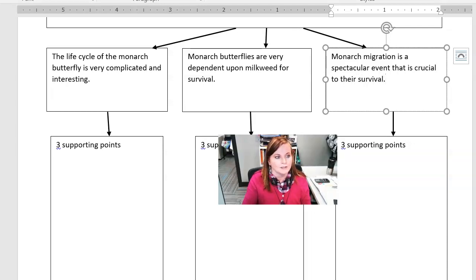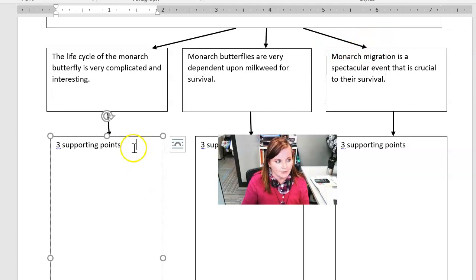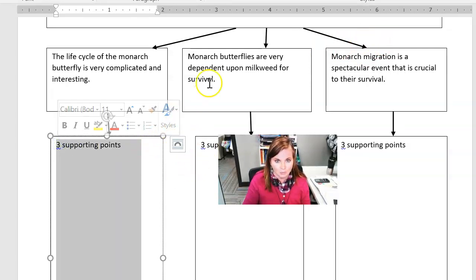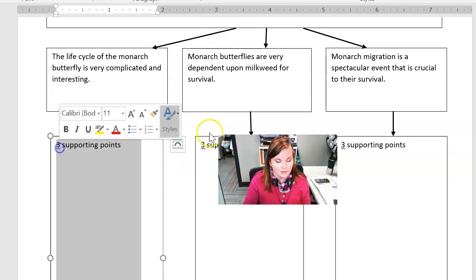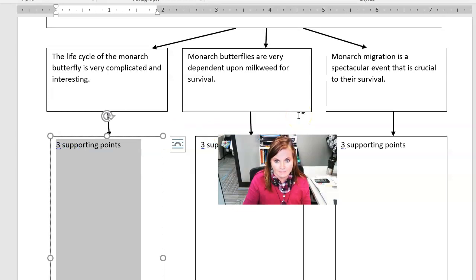Okay, so those are my 3 main things that I'm writing about. And then I'm going to come up with 3 supporting points for each one. The life cycle of the monarch butterfly is very complicated and interesting. So maybe I'll talk about probably the different stages of the caterpillars. That'd be one of my points.